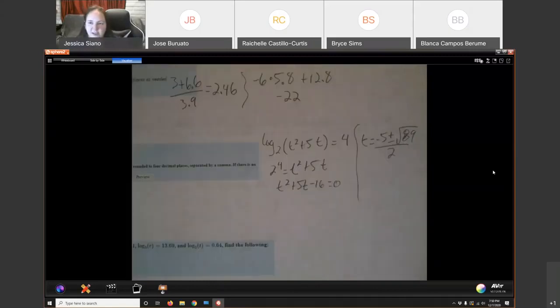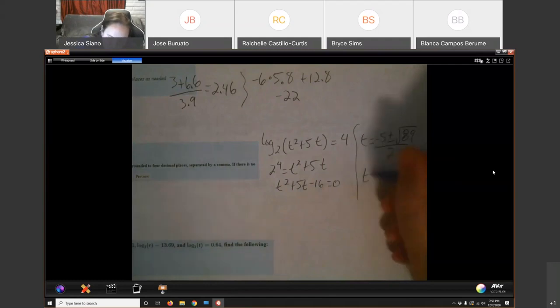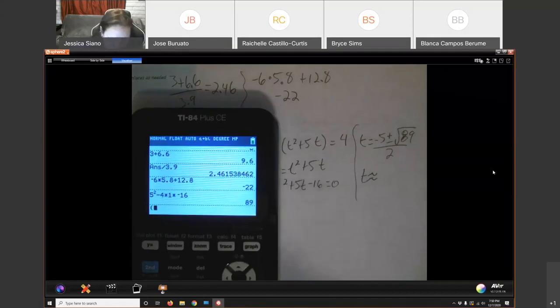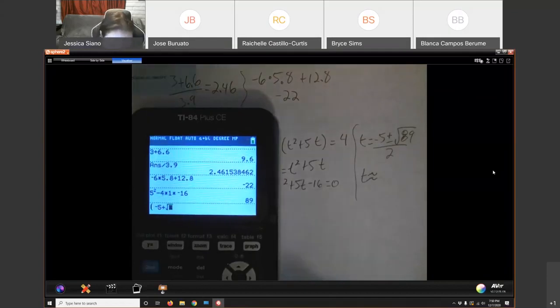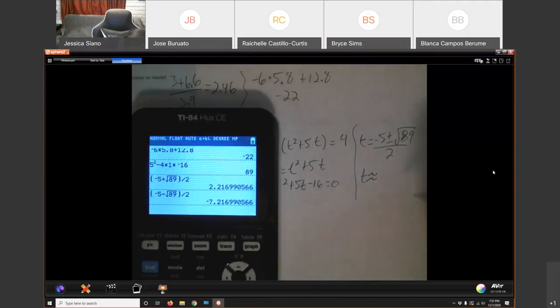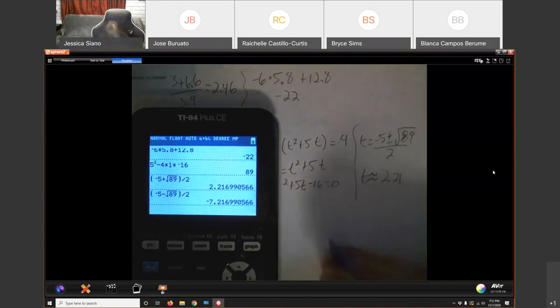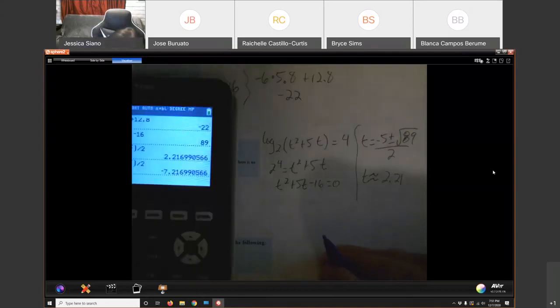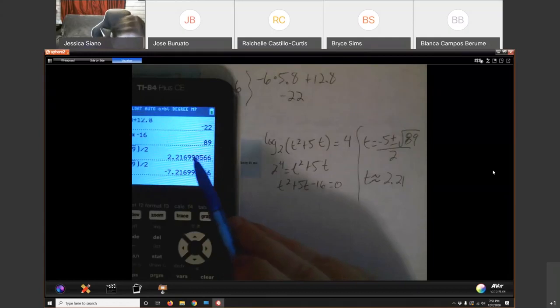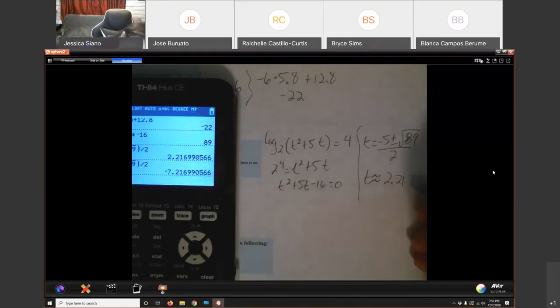Not asking me for exact values, so I'm going to get my 2 decimals here. So let's do -5 plus the square root of 89 divided by 2, and then -5 minus the square root of 89 divided by 2. 4 decimal places. Well, this 9 is going to round up this 9, and this 9 is going to then round up this. So that actually is 4 decimal places because it would be 7.0.